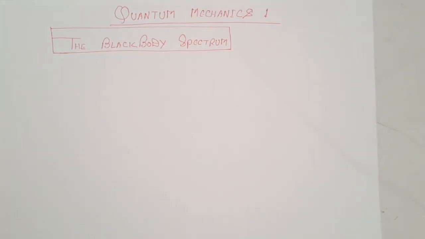Today we will learn about the black body spectrum. We will derive the black body radiation law. To derive it, first of all we have to find the number of photons in a box if the radiation in the box is in thermal equilibrium with some atoms in the box.